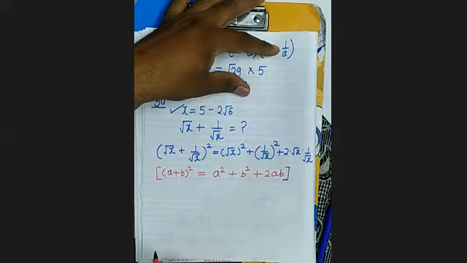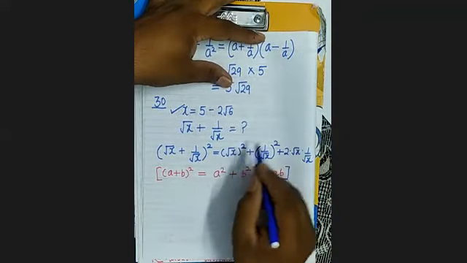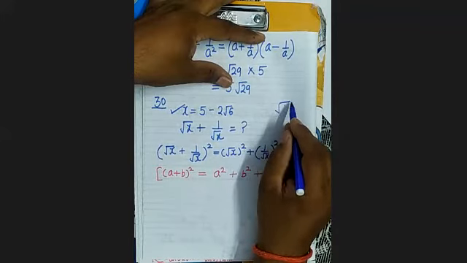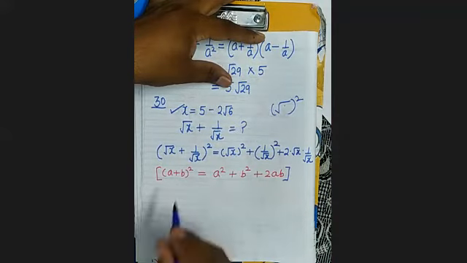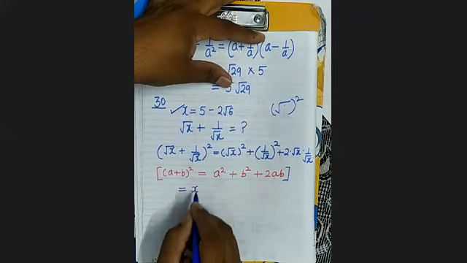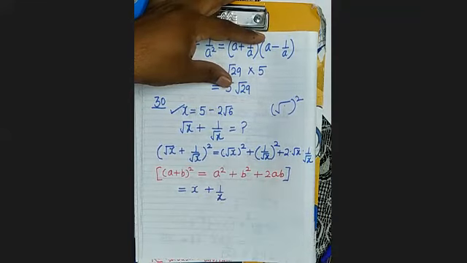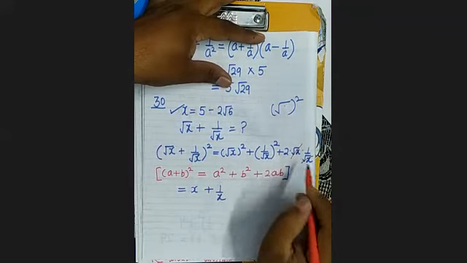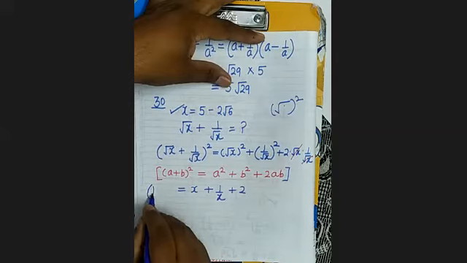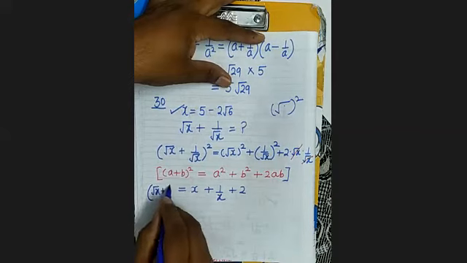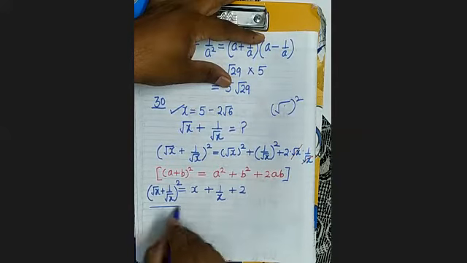When you simplify, what will you get? When you square a square root, what happens? The square root is removed. So you will get X here, and 1 upon X. And here what will you get? This and this cancel. Plus 2. Means you can see here root X plus 1 upon root X whole square is equal to this.